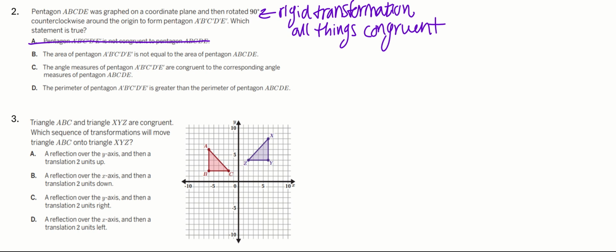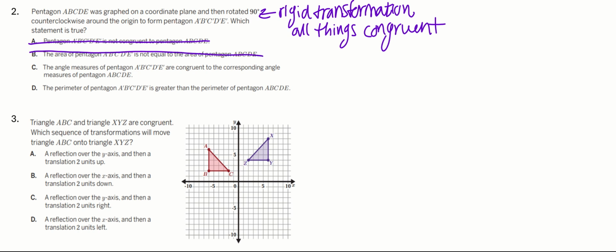The area of pentagon A prime, B prime, C prime, D prime, E prime is not equal to the area of the pentagon A, B, C, D, E. But I just said that everything has to be congruent. So it says not equal. Congruent means equal. So that one's false.